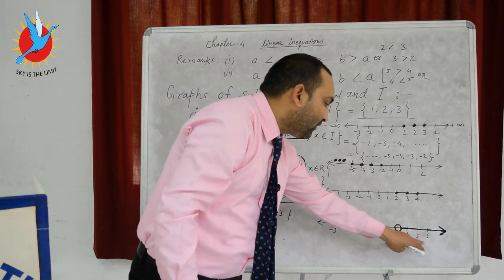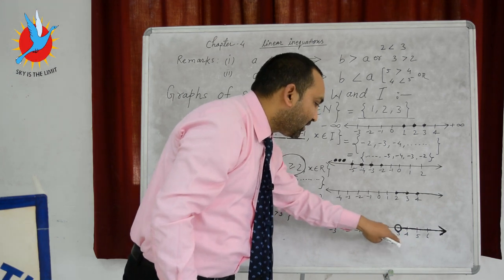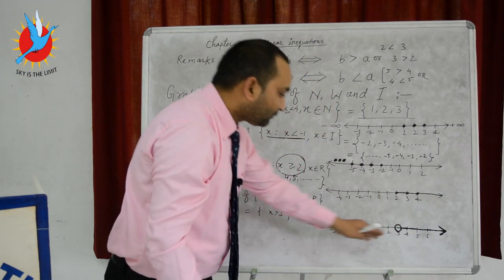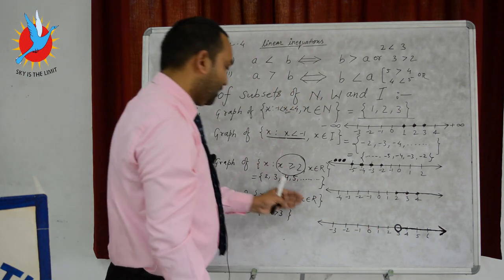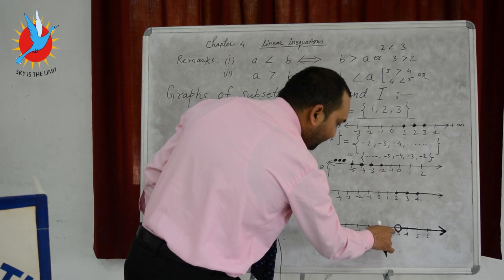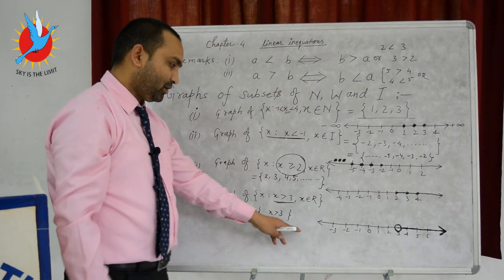So we represent 4, 5 and more than 3. Whatever number lies between 3 and 4, that is also a solution of this inequation, and we do not include 3. So this is the solution.